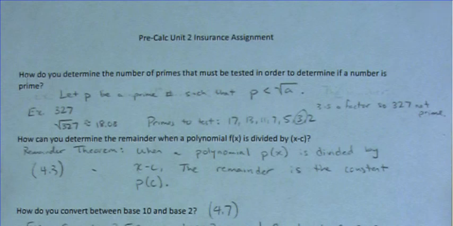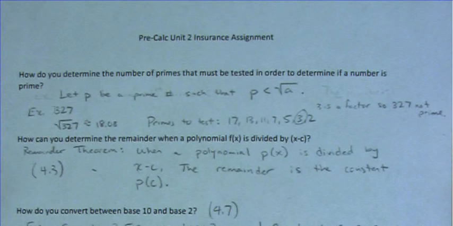Okay, so how do you determine the number of primes that must be tested in order to determine if a polynomial is prime? If we remember what we talked about in class, if you have factors of a number, you have a smaller factor, and then a number that you multiply that smaller factor by, the larger factor, which turns it into the composite number. So basically you have to find the halfway point of the possible factors. To find that halfway point, we take the square root of the number we're trying to determine is prime or not.